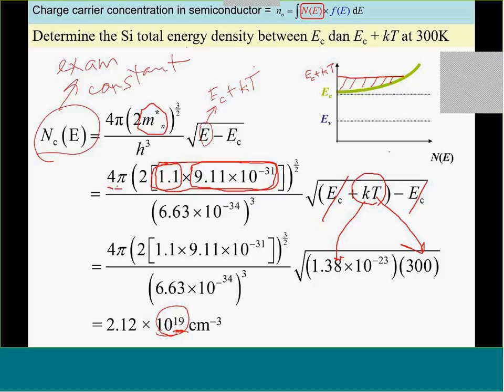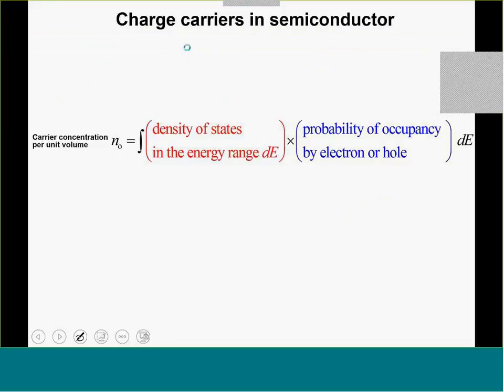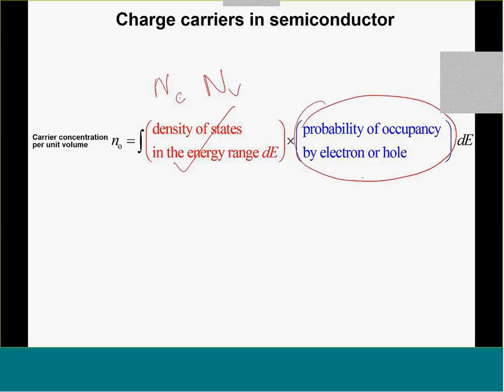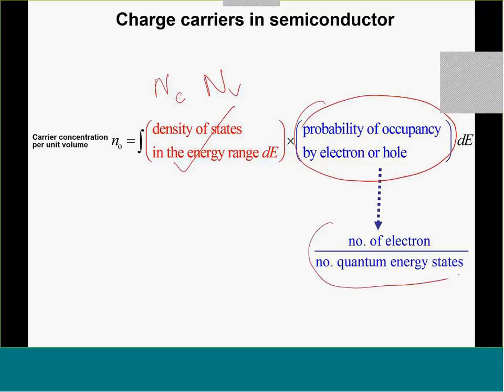Right, we have talked about the density of states of energy, how to get it. So it's either your NC or your NV. But now, what about the probability of occupancy? How are you going to find it? The probability of occupancy is the number of electrons divided by the quantum energy state. So how are you going to calculate the probability of it?